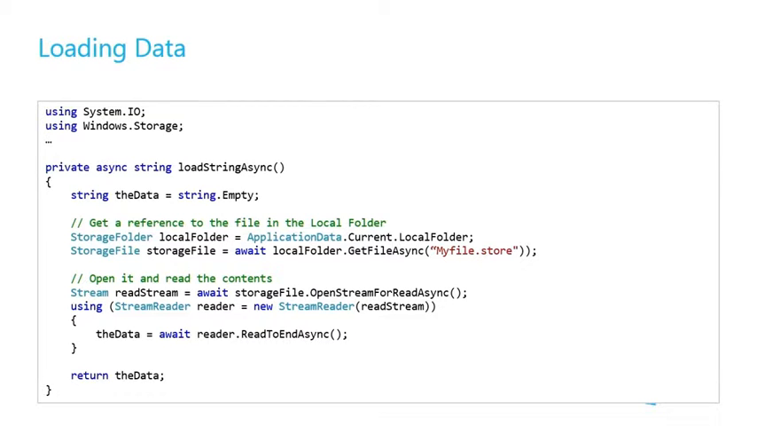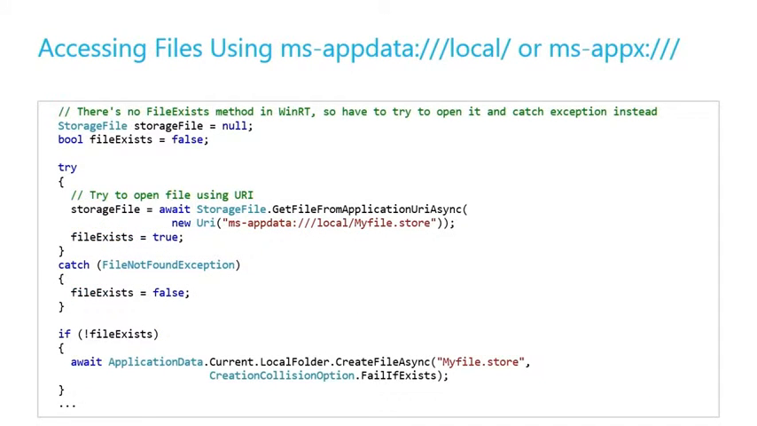And then the reverse. How am I going to get the stuff out? So again, get that local folder reference, get a reference to the actual file, and read it in. I'm going to use a stream reader and just pull it into a string. So pretty simple stuff, and hopefully that's your takeaway here: for saving simple things, it's really, really easy to work with.